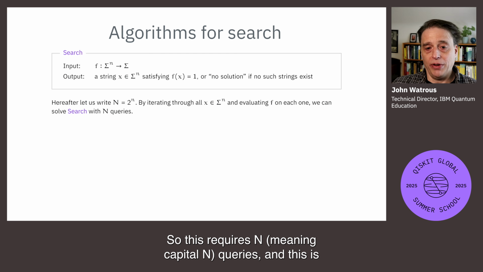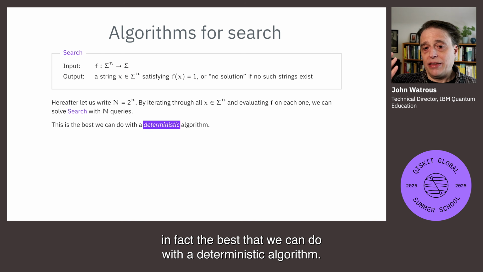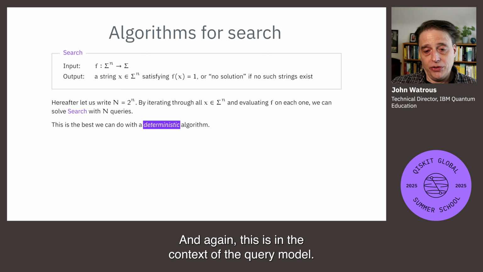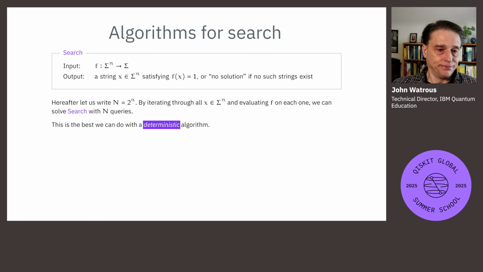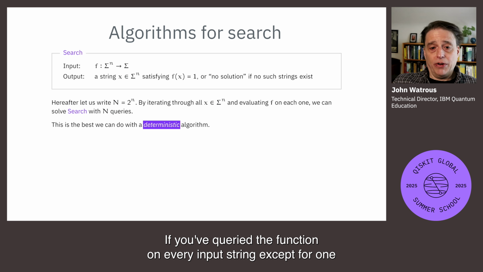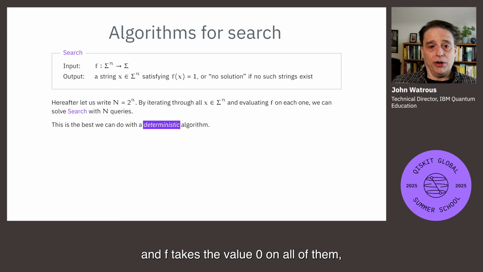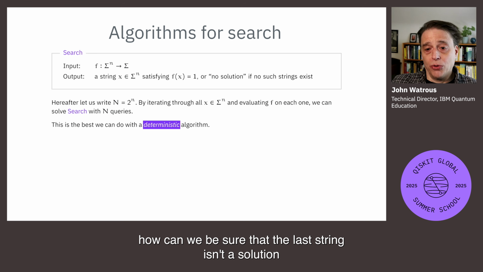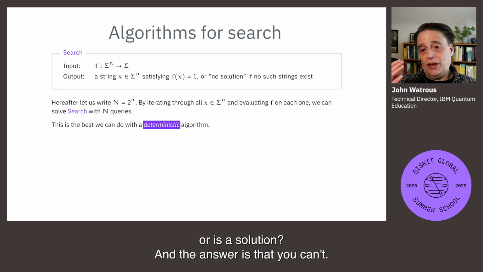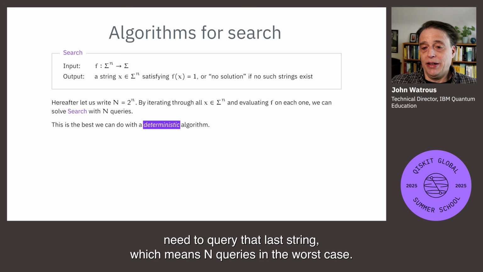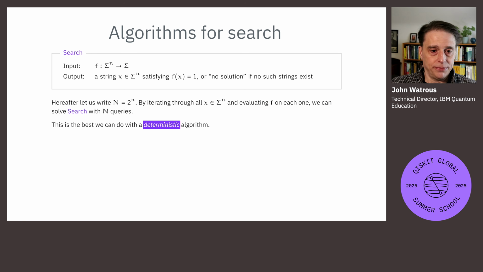So this requires N, meaning capital N, queries. And this is, in fact, the best that we can do with a deterministic algorithm. And again, this is in the context of the query model. If you've queried the function on every input string except for one, and f has taken the value 0 on all of them, how can we be sure that the last string isn't a solution or is a solution? And the answer is that you can't, so you do in fact need to query that last string, which means N queries in the worst case.